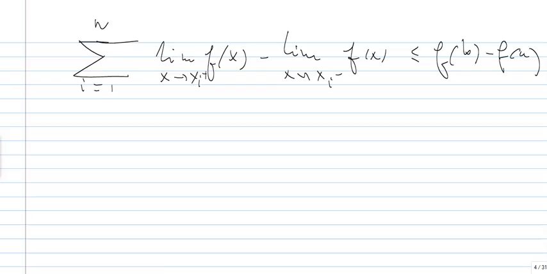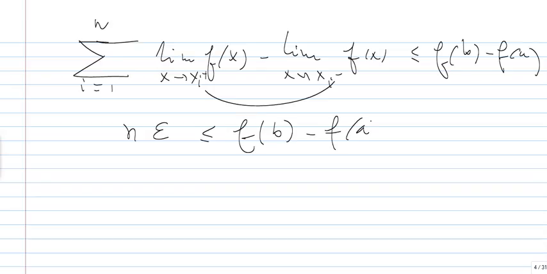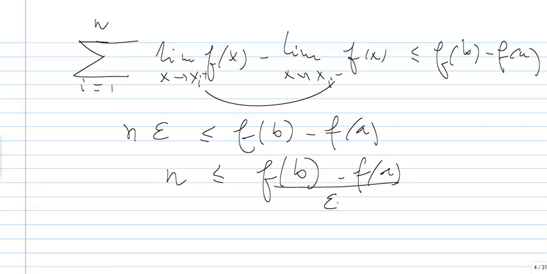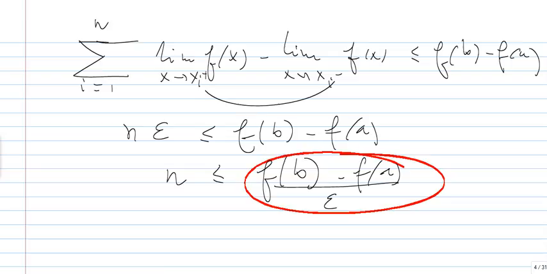Since every piece of these is greater than epsilon, you are going to have that n times epsilon is less than f of b minus f of a, which tells me that n is less or equal than f of b minus f of a over epsilon. So you see the number of points n in D epsilon cannot exceed this number here. And therefore, this implies that D epsilon is finite.